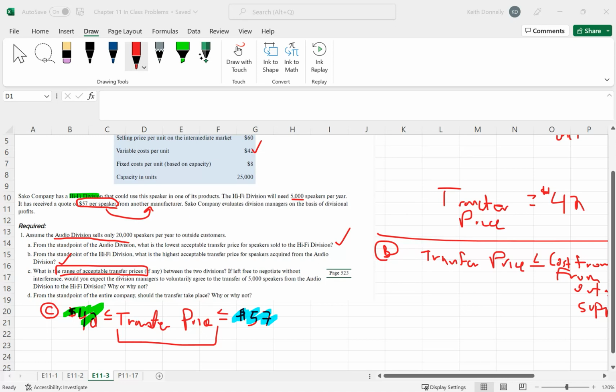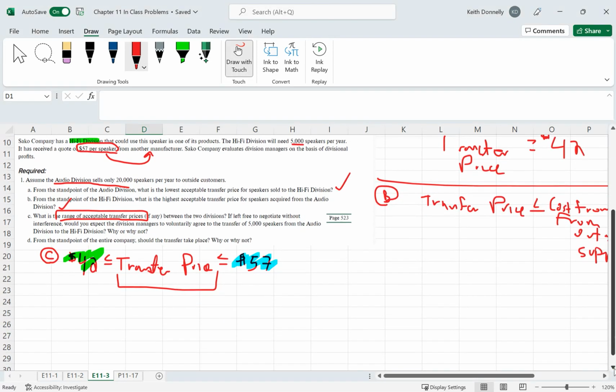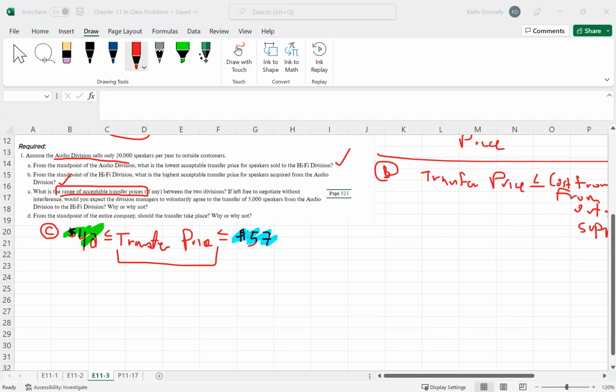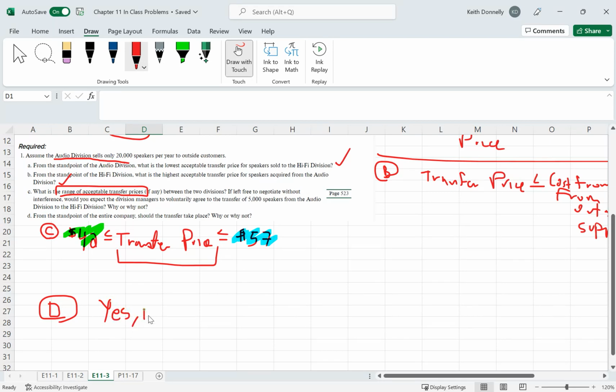Let's look here at D. It says, from the standpoint of the entire company, should the transfer price take place, why or why not? All right, so D. All right, so the idea is yes. It should take place, right?